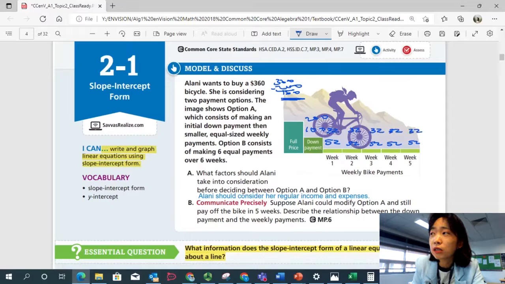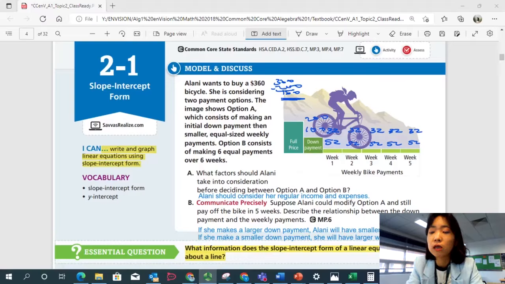So what is the relationship between the down payment and the weekly payments? The more she pays for the down payment, the less she has to pay for the weekly payments, right? The less she pays for the down payment, she owes more money, so she's going to pay more for the weekly payments. So that's the relationship between them. Let's write that down. You can say if she makes a larger down payment, Alani will have smaller weekly payments. If she makes a smaller down payment, she will have larger weekly payments.